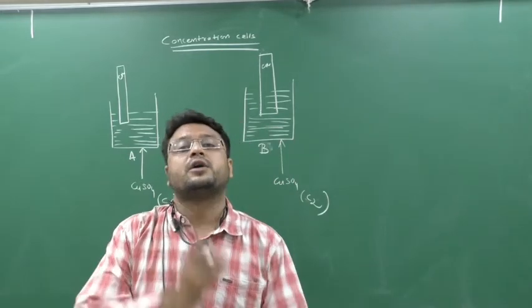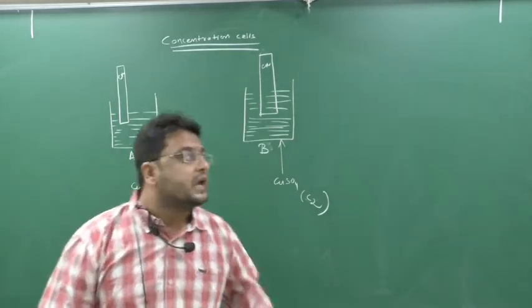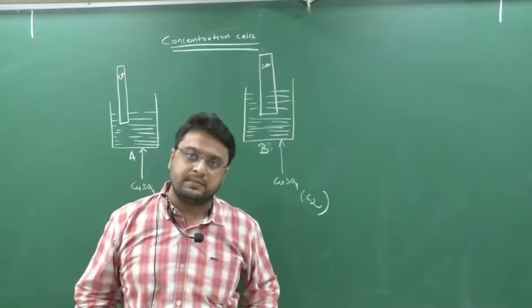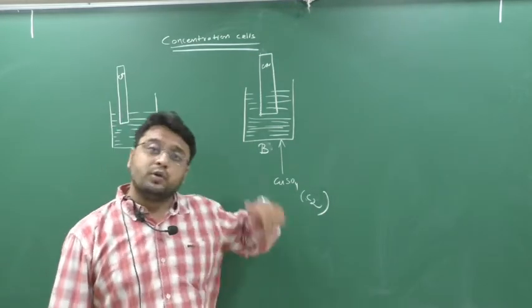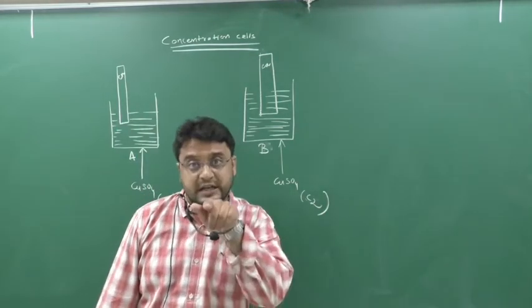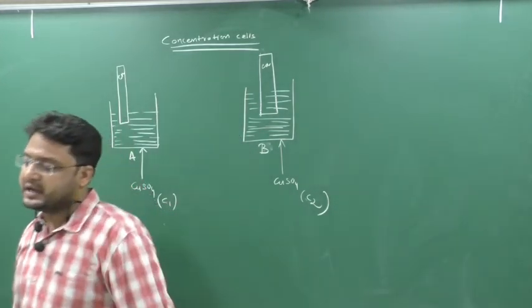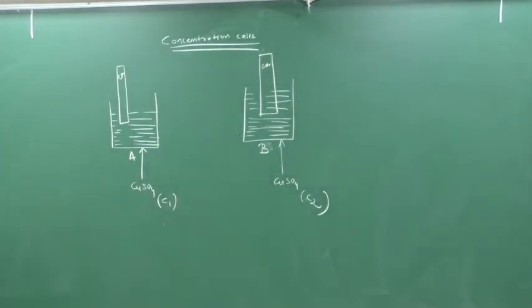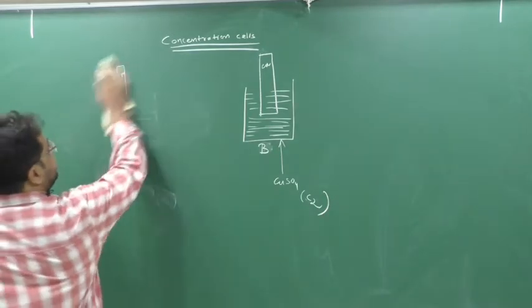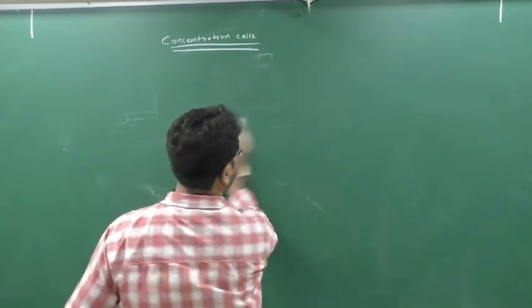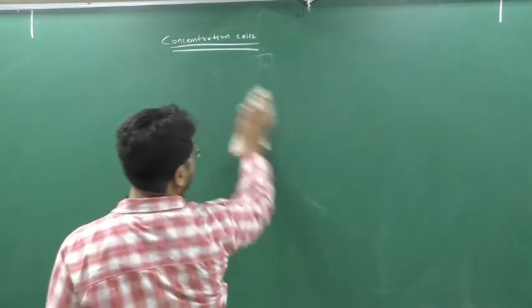What I told you: a concentration cell is a cell in which the anode and cathode are the same, the electrolyte in both is also the same, but the concentration of the solution is different. Write down the definition. Understood this? You need not write down this; write down the exact definition. So, open your book. This topic is very small and very easy also.